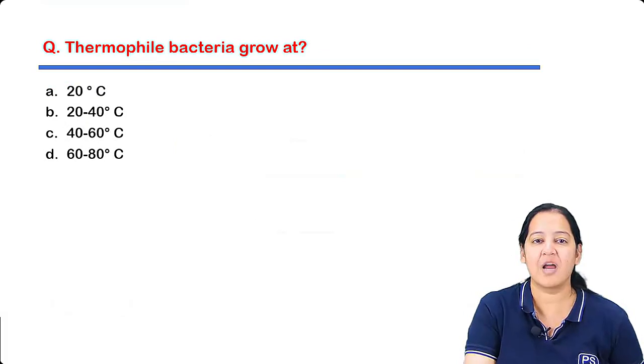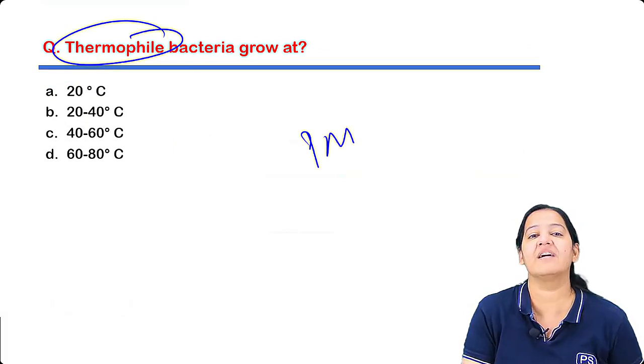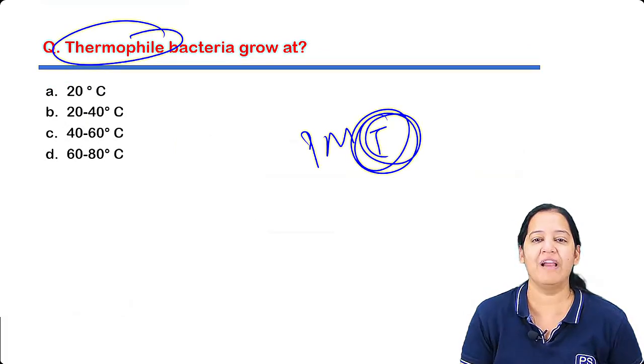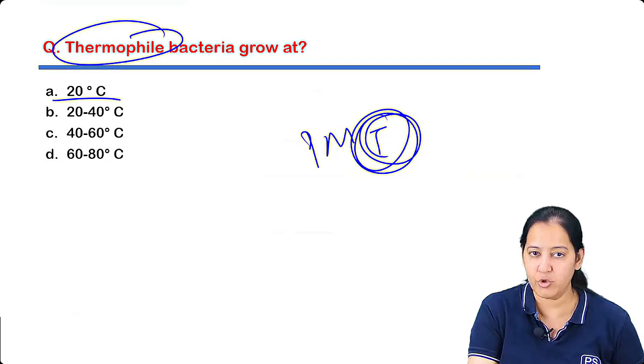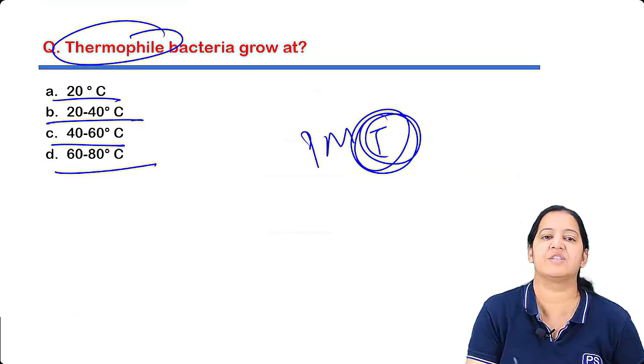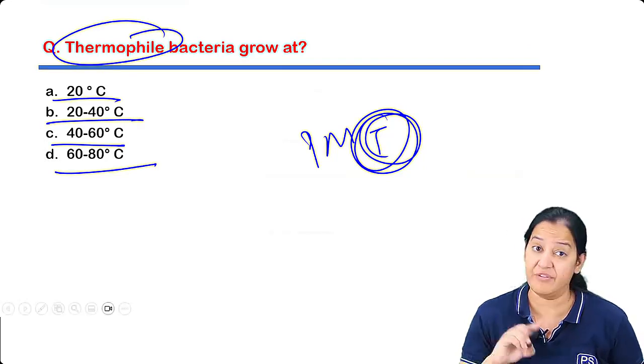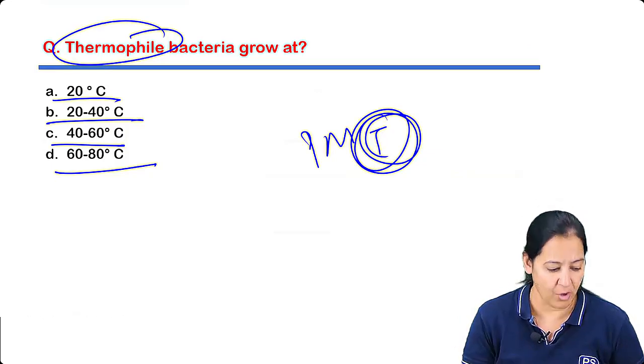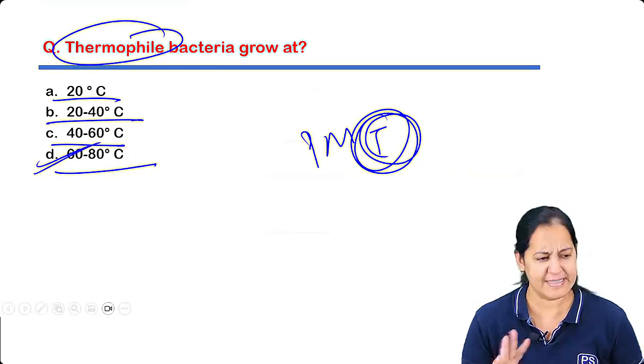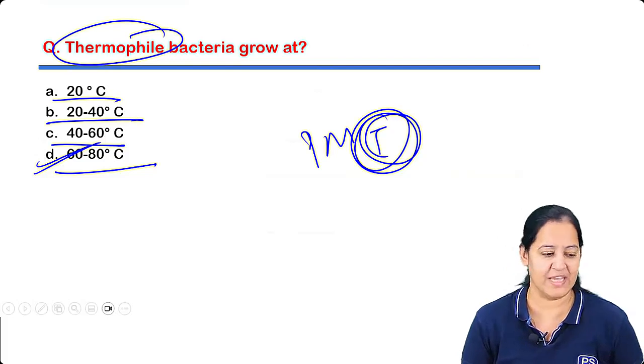Very good. Thermophile bacteria, what was the T of PMT? Thermophile bacteria grow at what temperature? Below 20, 20 to 40, 40 to 60, 60 to 80. Actually it was 55 to 80, which is not in the options, so go with 60 to 80. It's near. 55 to 80 and 60 to 80 are the same thing, right?